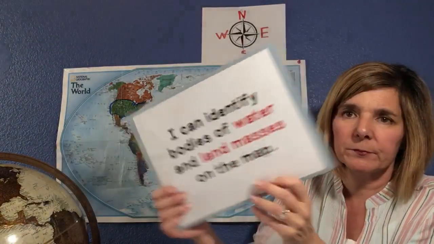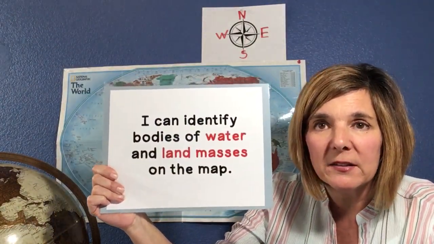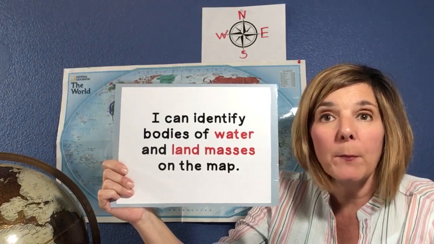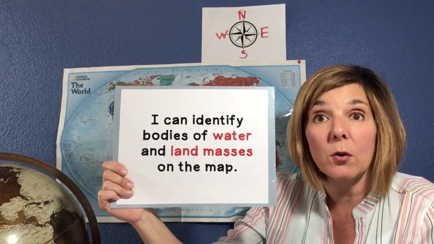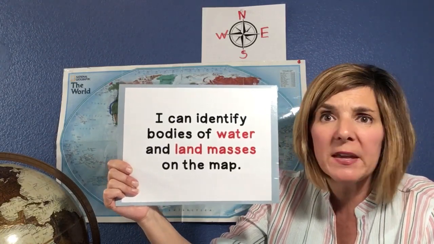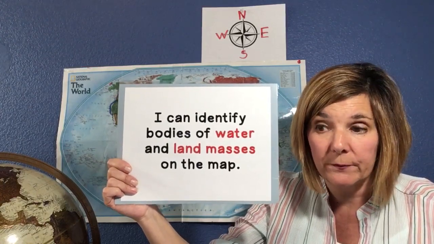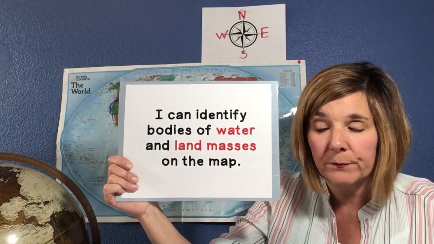Okay, here's another goal. I can identify bodies of water and land masses on a map. A body of water would be an ocean or a sea or a lake. A land mass is a big area of land, and there's names for those. Let me tell you the names.